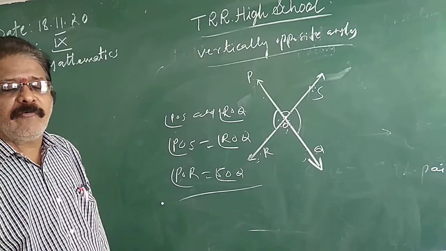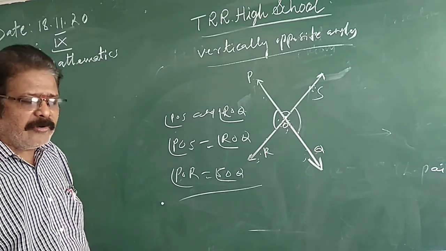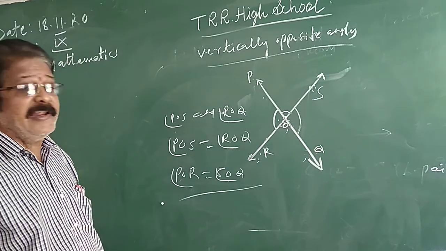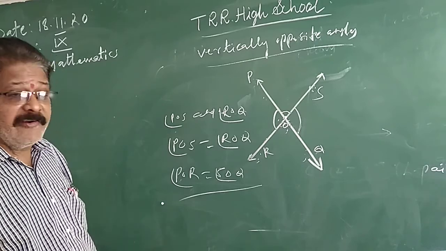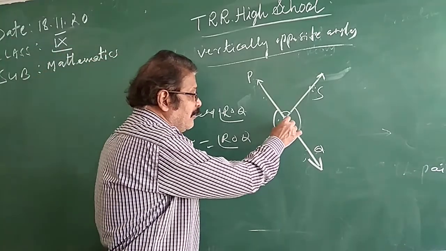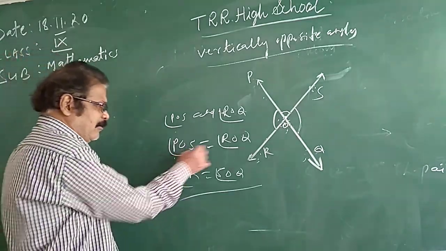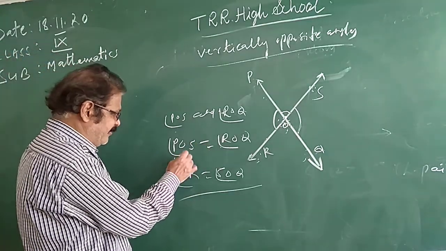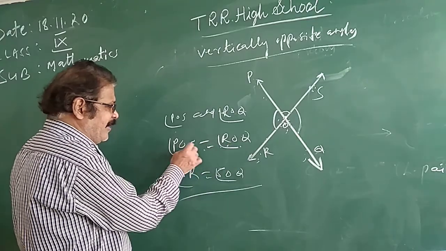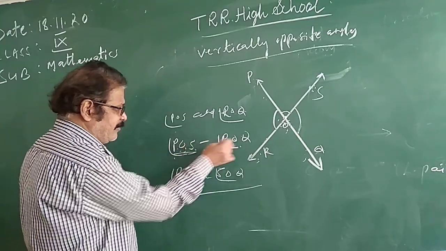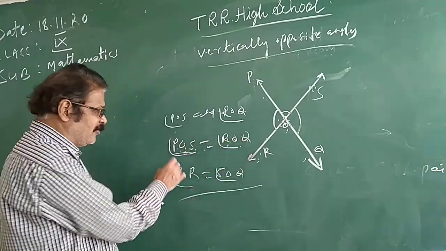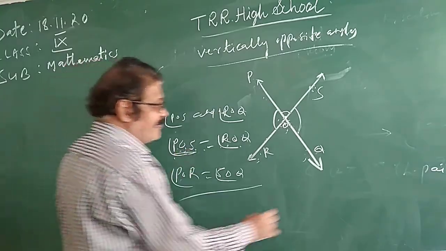What are vertically opposite angles? When the two lines intersect, vertically opposite angles are formed. They will have only a common point with non-common arms. No common arm here. See in POS and ROQ, is any arm common? PO, RO, OS, OQ, all different like this. So no common arm.